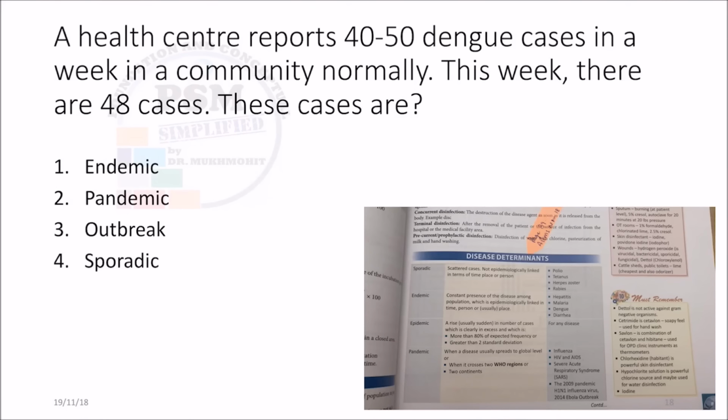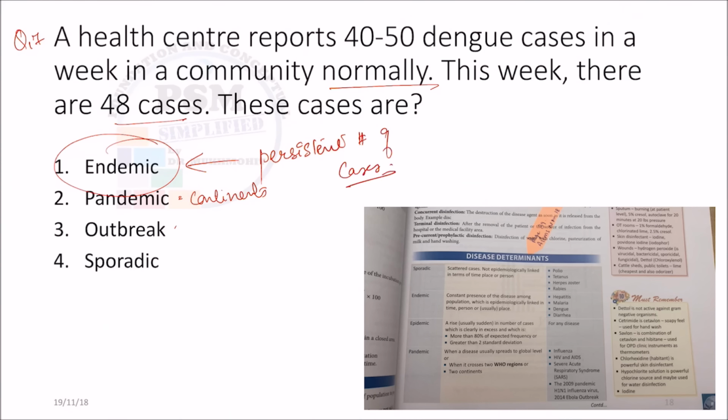Question number 17. A health center reports 40 to 50 dengue cases in a week in a community normally. So normally there were 40 to 50 dengue cases. This week there are 48 cases. These cases are endemic, pandemic, outbreak, or sporadic. Sporadic is like scattered, outbreak is too much high, epidemic, pandemic is involving large populations, usually involving large continents. So the best answer would be direct MCQ. It's an endemic. What is endemic? It is persistent number of cases. That is endemic.